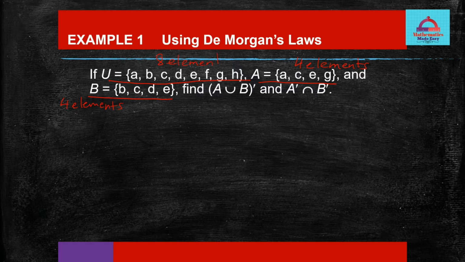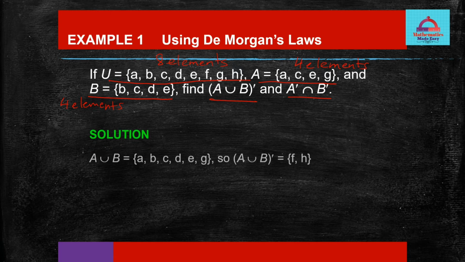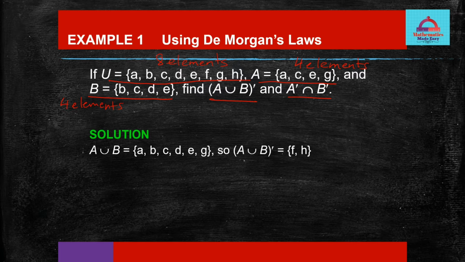Now you need to verify the first De Morgan law. So you are going to calculate the left side, the right side, and then ensure that they come out to be equal. So we need to find both the things, A union B complement and A complement intersection B complement. So let's do this stepwise. In our solution, we are going to first calculate the left hand side.